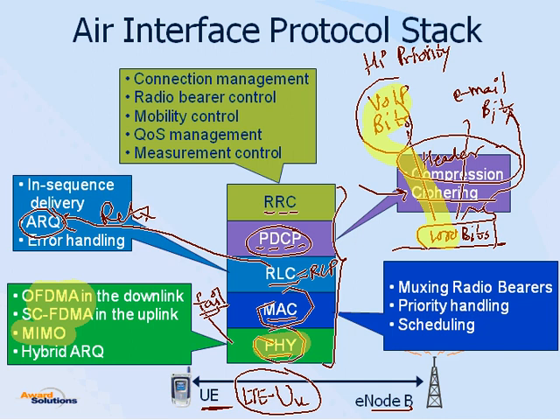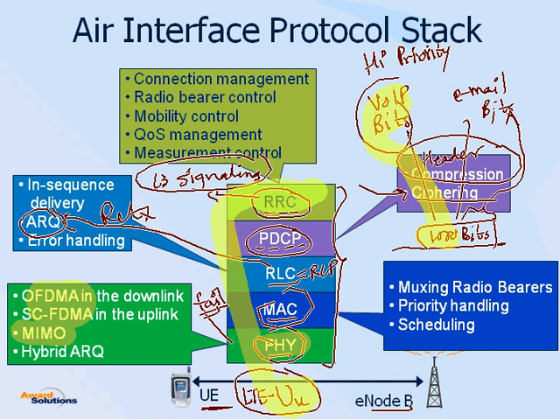Okay, on the top, we have radio resource control. This is your signaling layer, layer 3 signaling. So as far as the air interface, the Uu interface, is concerned, you have RRC as the main layer that will implement signaling. So basically, this layer will construct signaling messages.